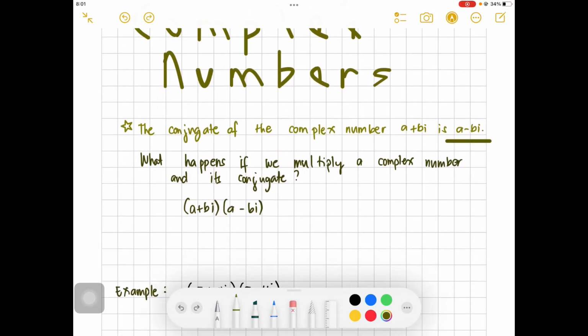Let us multiply the complex number a plus bi and its conjugate a minus bi. Since we are multiplying two terms, we are using the FOIL method. A times a is a squared, outer, minus a bi, inner, plus a bi, and last we have bi quantity squared. If we simplify bi quantity squared, that is equal to b squared i squared.